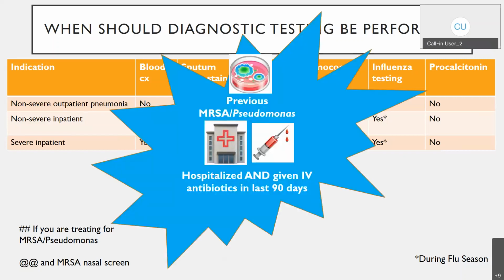And again, when do we worry about MRSA or Pseudomonas? If they have a prior culture, if they've been hospitalized and given IV antibiotics in the last 90 days.